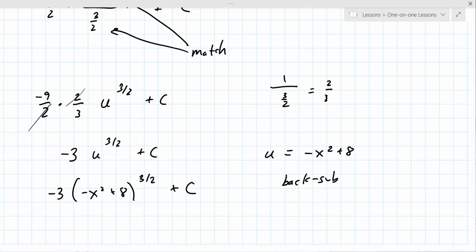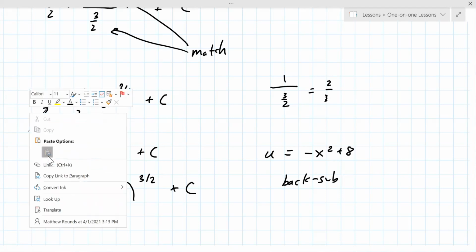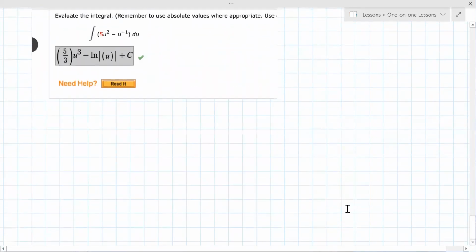Okay, so let's do 6, because it's a power rule problem, so it's kind of like the one we just did. There's no substitutions, but it is a power rule integral, and there's really only the one exception.